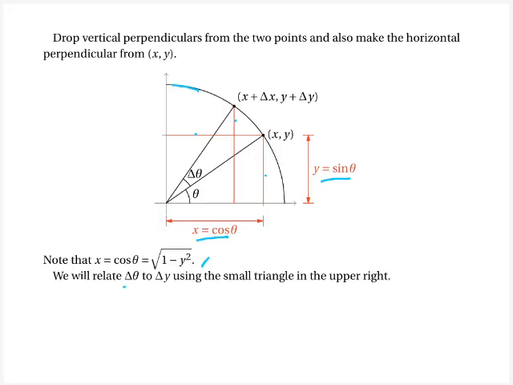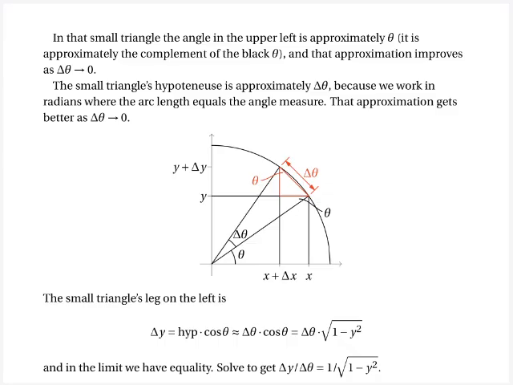I'm going to relate the change in theta to the change in y by using the small triangle in the upper right. Here's the small triangle right here in the upper right. You might think, well, there's going to be some perpendicular dropping. Absolutely right. So here we are looking at that small triangle in red. In that small triangle, we have an angle in the upper left, and it's approximately theta. So just to go through the reasoning, here is the angle theta.